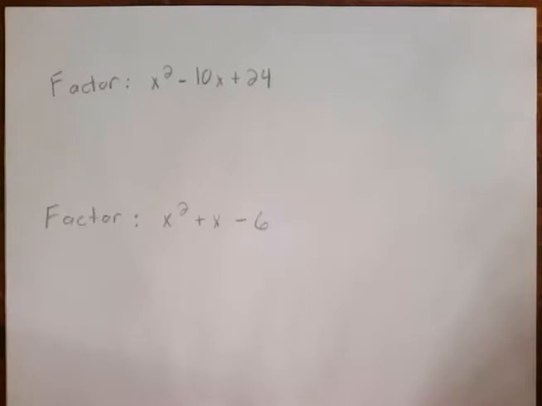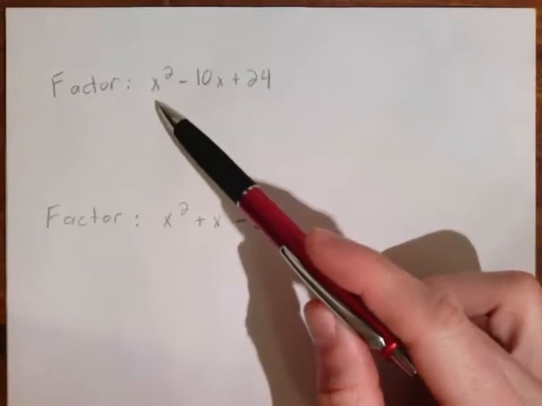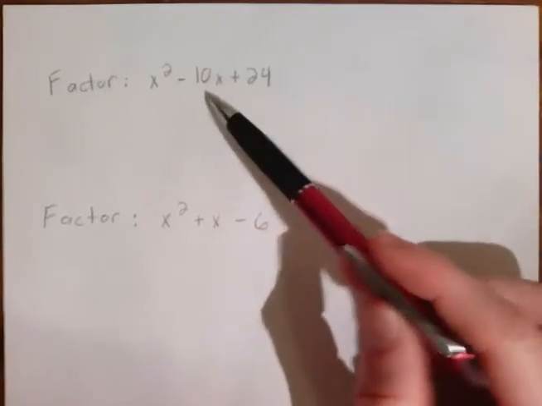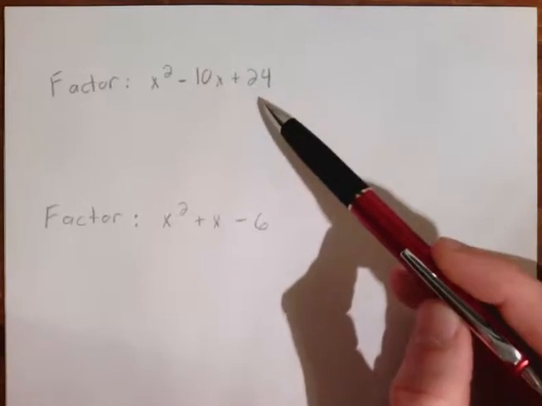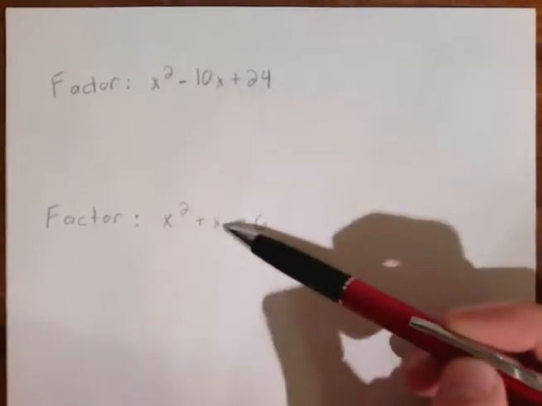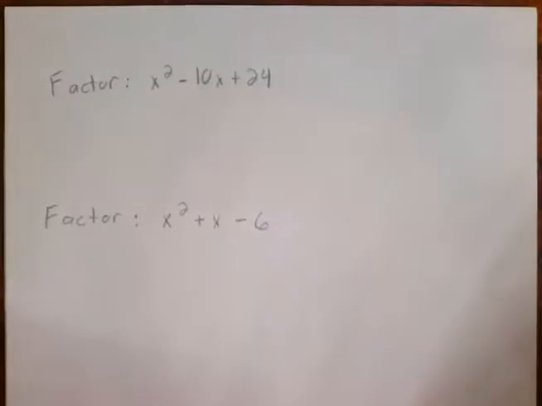In this video we are going to put together the skills that we've been building in the last couple sections, and we are going to factor a trinomial. A trinomial has three parts, hence the name tri. The first term is this x squared, this minus 10x, and this plus 24 in this first problem. In the second problem down here, we have x squared plus 1x minus 6. Both of these have three terms, and we're going to use a diamond puzzle and factor out the greatest common factor.